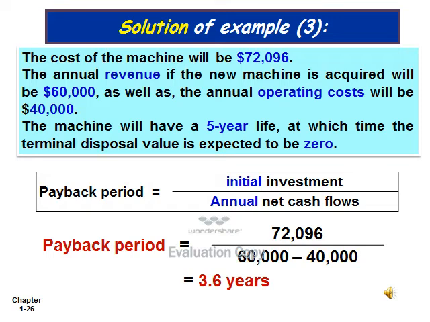Payback period equals initial investment divided by annual net cash flows. In this example, initial investment equals $72,096. The annual net cash flows equal revenue minus operating cost. That means 60,000 minus 40,000. So the payback period equals 3.6 years.